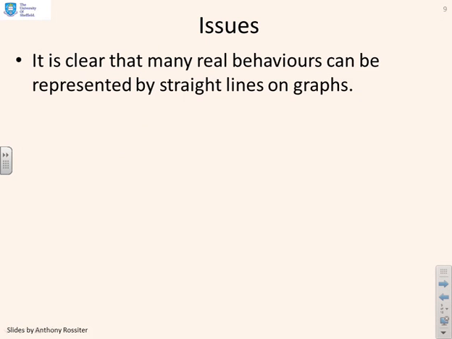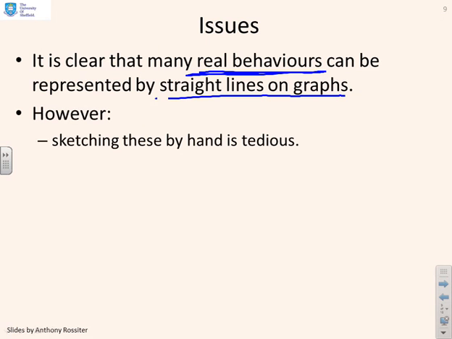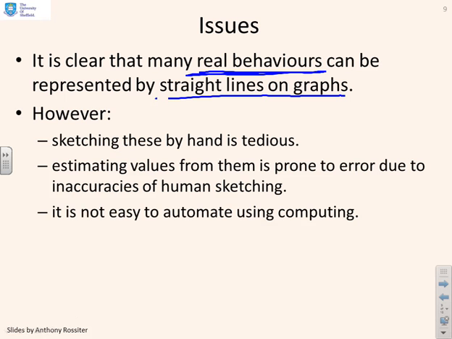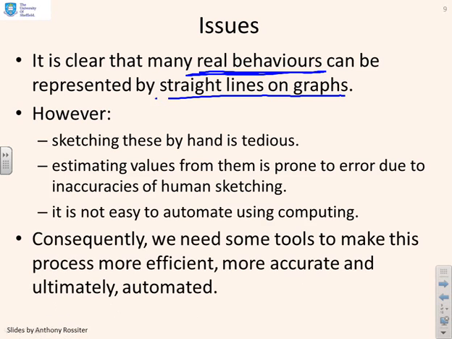So what are the issues? It's clear that many real behaviours that you're going to come across in everyday life can be represented by straight lines on graphs. However, sketching these by hand is tedious. If you had to sketch all these different crosses and draw straight lines, you'd soon get rather bored. Estimating values from them is prone to error due to the inaccuracies of human sketching. And it's not easy to automate using computing, and increasingly we want to do all these things on computing. Consequently, we need some tools to make this process more efficient, more accurate, and ultimately we want to automate it so we as humans aren't doing tedious jobs that we're not very good at.